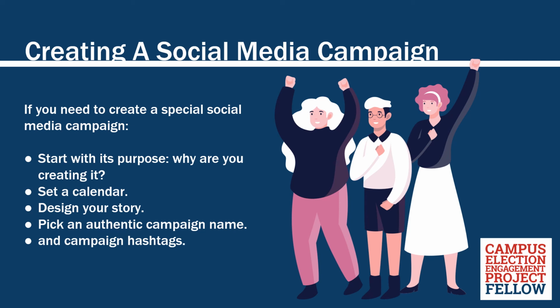Then set a calendar. Like we said, social media is very much about being consistent, and creating a calendar at the beginning of your social media campaign will help you stay on track. Design your story or create your brand, create your messaging. Pick an authentic campaign name like Hawk the Vote. And lastly, pick good hashtags. Pick good campaign hashtags that are related to your campaign name.